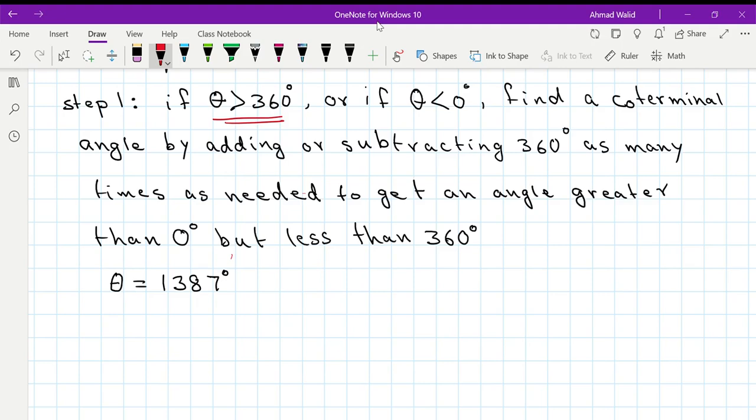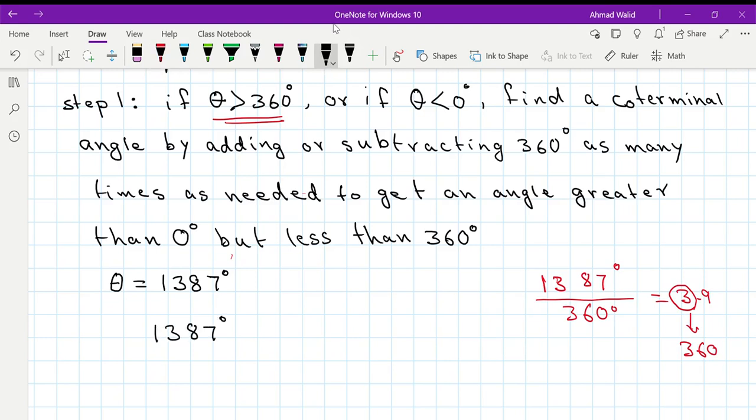The easy way, I told you to divide 1387 degree by what? By 360. Divide it and find that decimal number, which was 3.9 or something, right? Use this whole number. This is the number that you have to multiply with 360 and subtract from 1387. Correct?